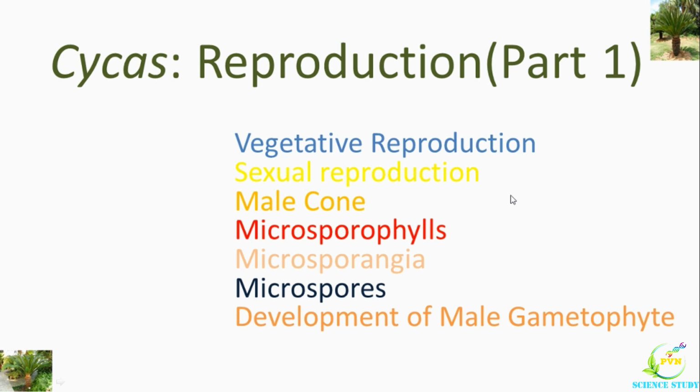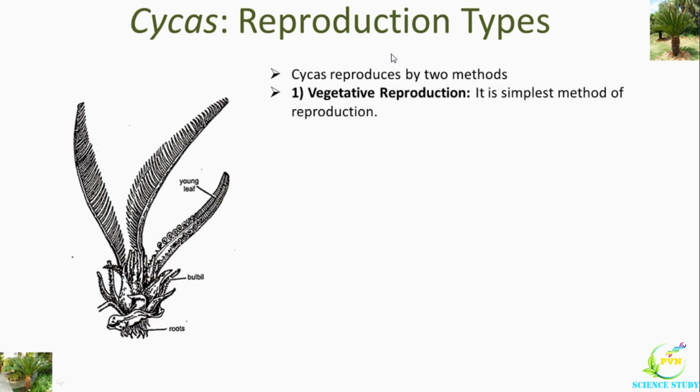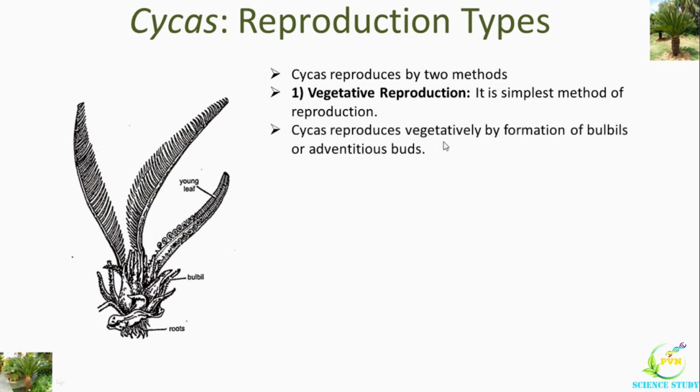So let's start. Cycas reproduces by two types or two methods. One is vegetative reproduction and the second one is sexual reproduction. Vegetative reproduction is the simplest method of reproduction. It is also very common in all plants. The very common type of vegetative reproduction is fragmentation, but Cycas reproduces vegetatively by formation of bulbils, or they are also known as adventitious buds.